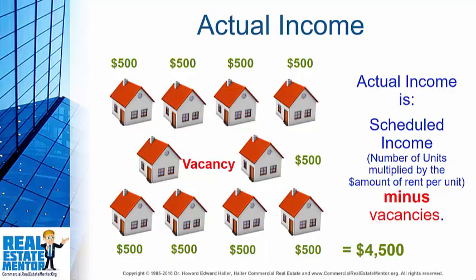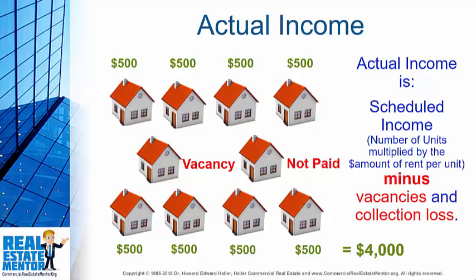But the actual income shows a vacancy. So we're only having $4,500. So if these were 10 apartment units leased at $500 apiece, or 10 small retail stores, we would have a $4,500 actual income, not the scheduled income. Now, if we have a collection loss and someone's not paying, that would also be deducted. So we'd only have real, actual income of $4,000 a month. That is what we're going to use as the starting point for calculating our expenses. The actual income, not the scheduled income, not the pro forma income.